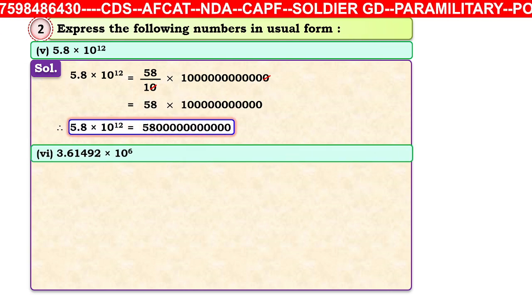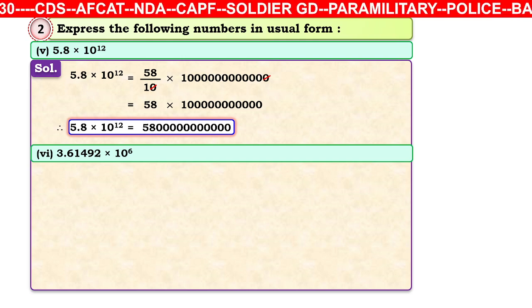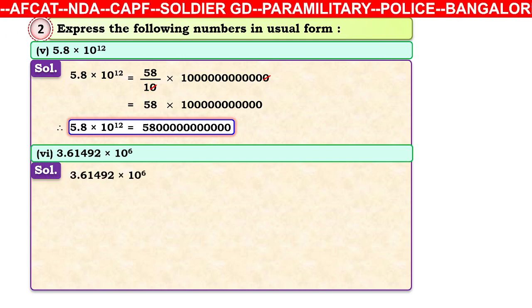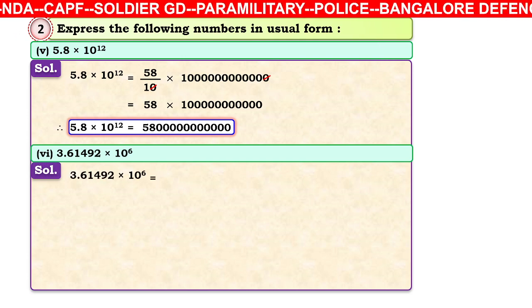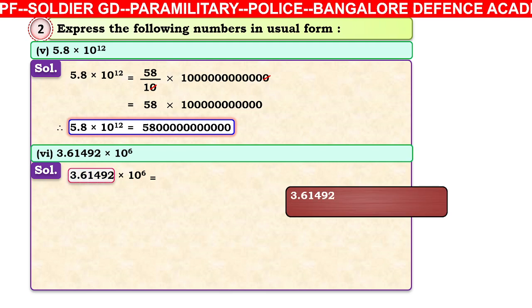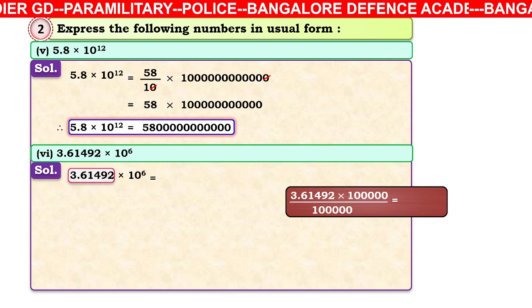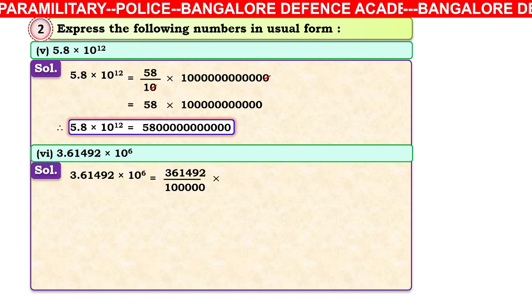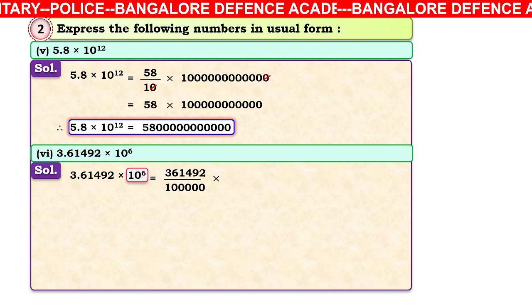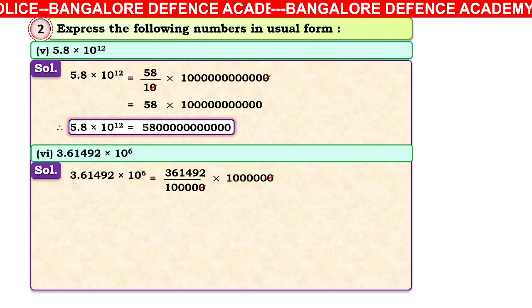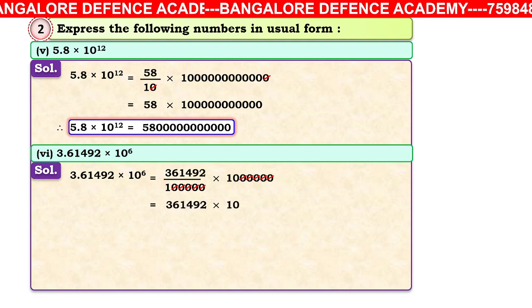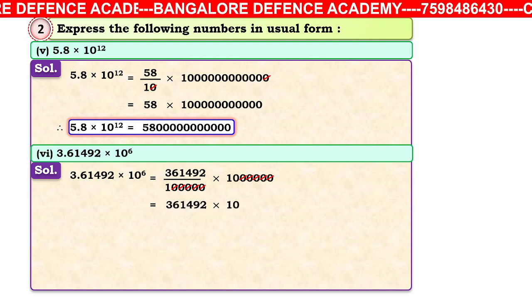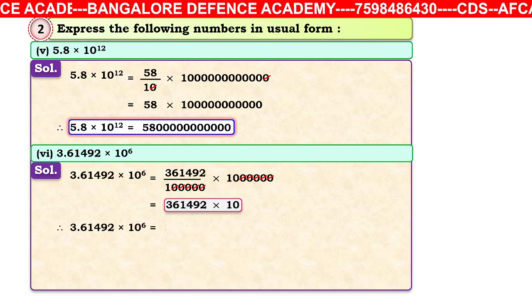Next, 3.61492 into 10 to the power of 6. Okay, so here I can also write this number as 361492 divided by 5 zeros, and cancelling 10 to the power of 6, we are going to cancel 5 zeros and 5 zeros. It's simple. It becomes 361492 into 10. That's it.